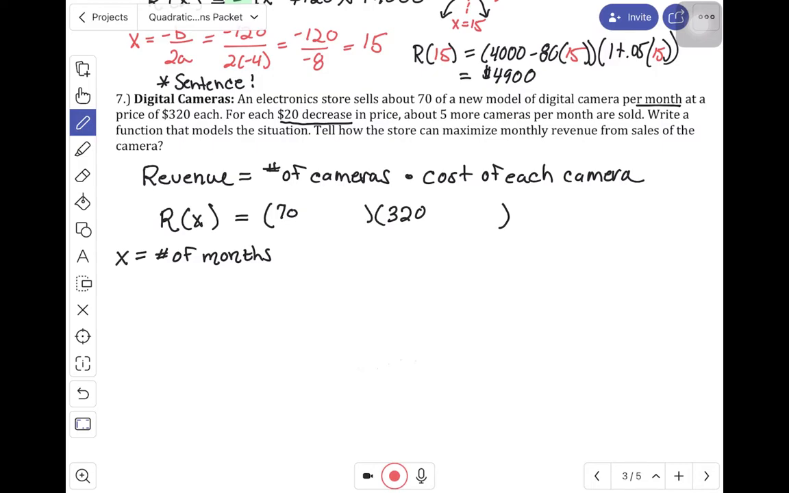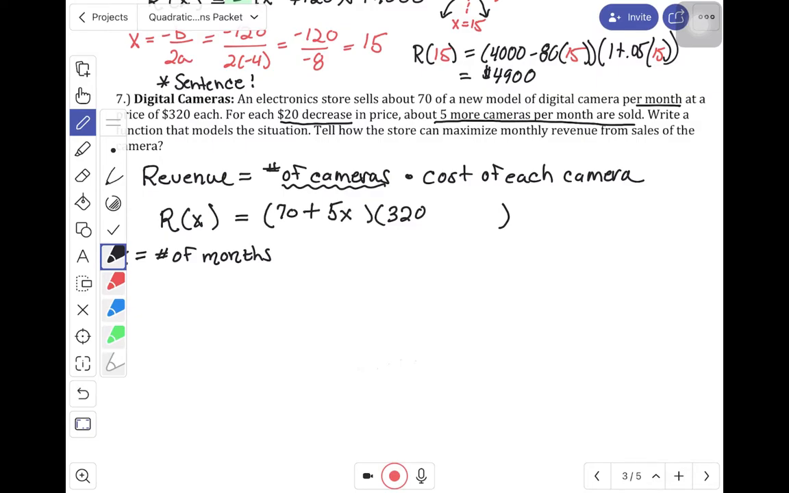So this is kind of the phenomenon we're exploring in this problem. If I start to take money off of the price, I'm going to sell more cameras. Well, in this case, for every month that goes by, I'm going to sell 5 more cameras. So into the expression for the number of cameras, I'm going to change it. Not only am I going to sell the 70 to begin with, but I'm going to sell 5 more every month. More in math class means plus. So after 1 month, I'll sell 5. After 2 months, I'll sell 10 more. After 3 months, I'll sell 15 more. So it's 5 times x.